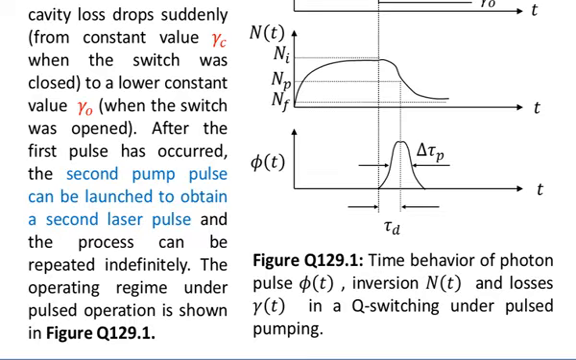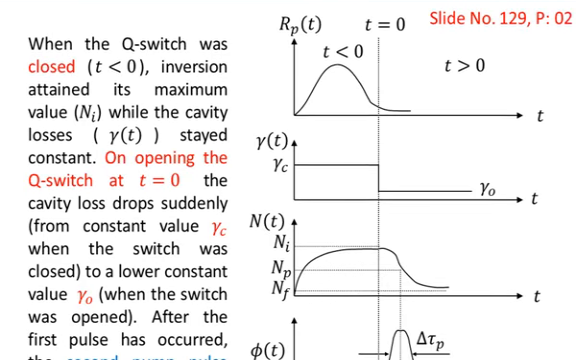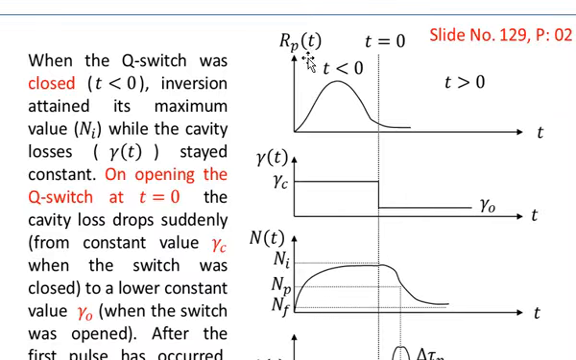So this is how the regime, under the conditions that Rp is a function of time and is in the pulse form, is explained.